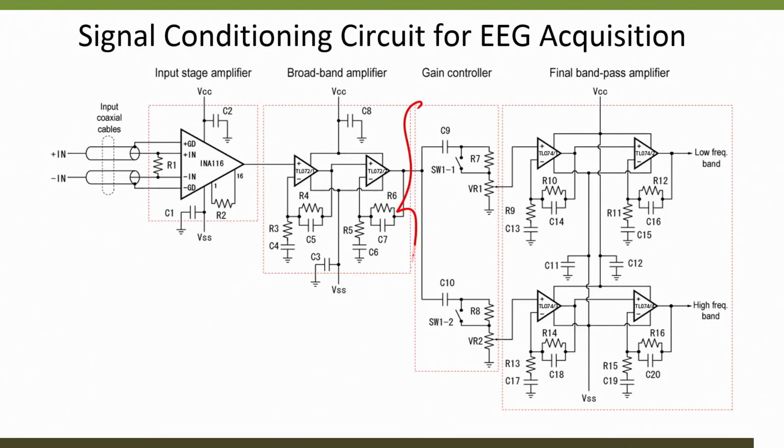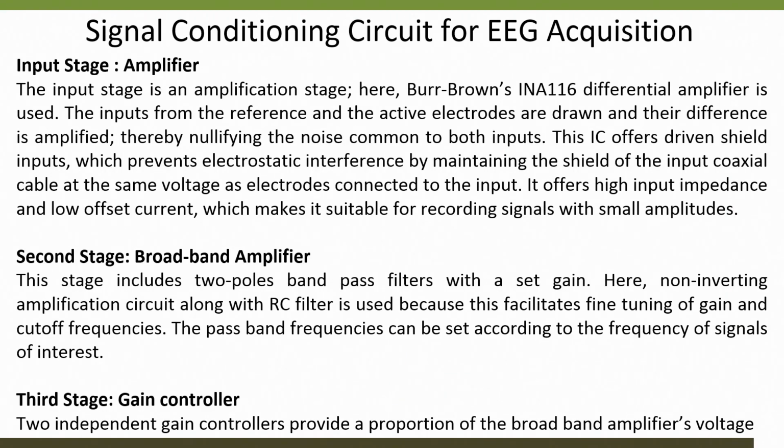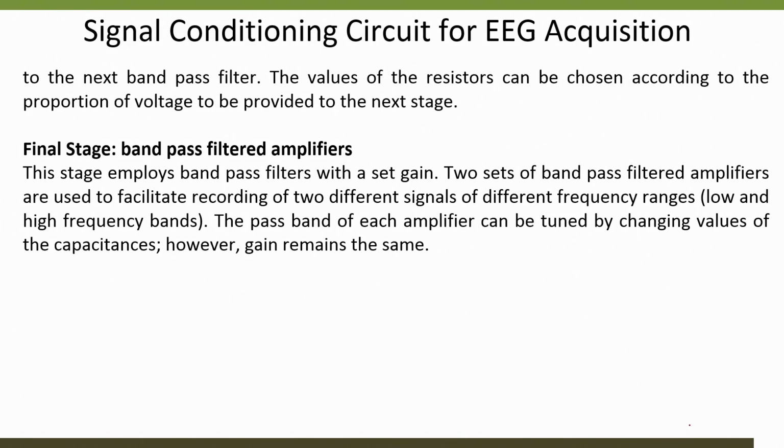We have this one, right, and here if you see, the 2 independent gain controllers provide a proportion of the broadband amplifier voltage to the next band pass filter, and the values of the resistors can be chosen according to the proportion of the voltage to be provided to the next stage, right.